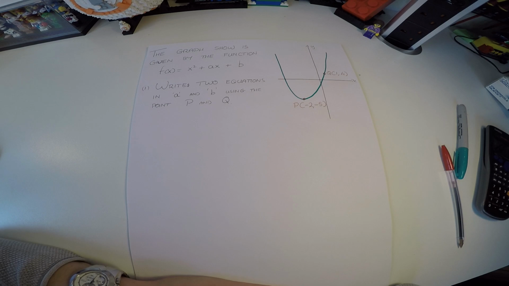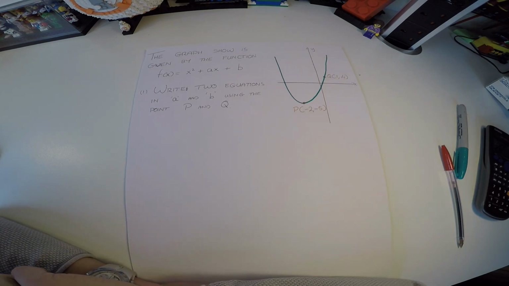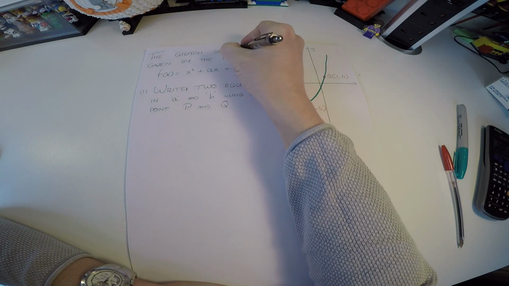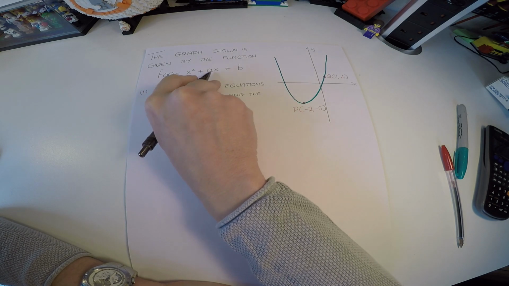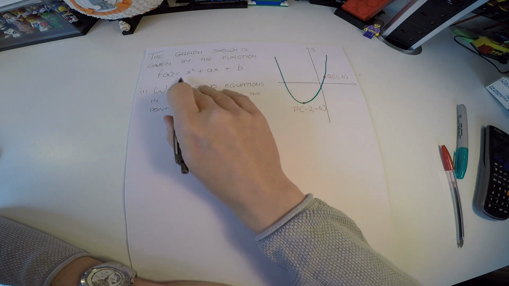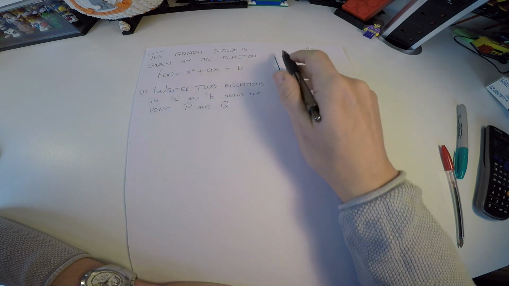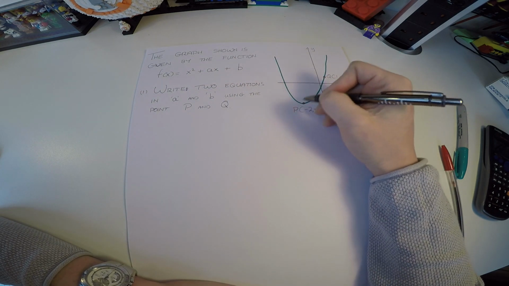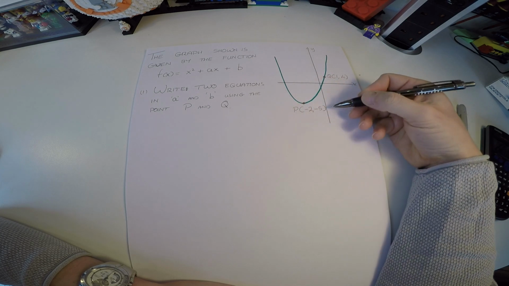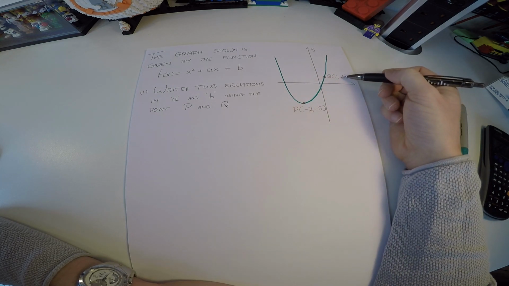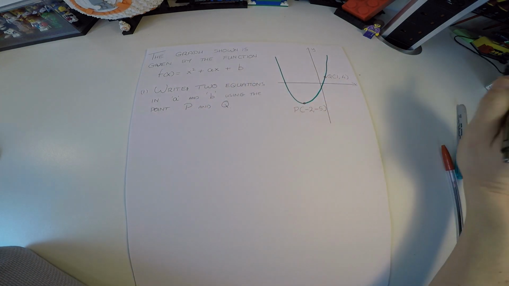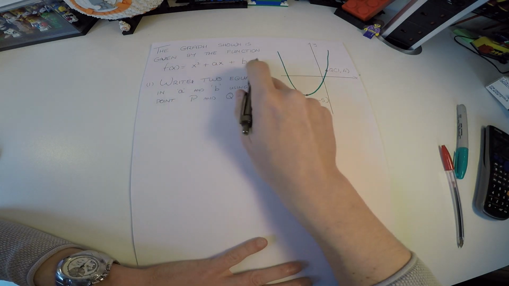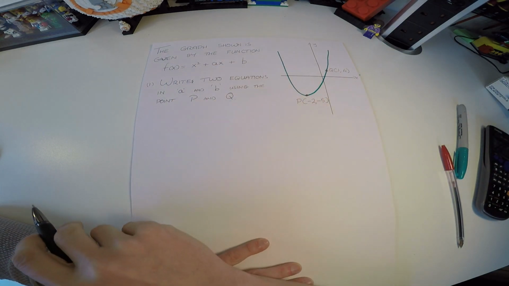So on to the next question, and it says the graph shown is given by the function f of x equal to x squared plus ax plus b. So it's some quadratic type graph, and yeah, it's a positive x squared, a happy face. It gives you two specific points, p and q, where p is minus 2, minus 5, and q is 1 and 4. It says write two equations using a and b, from the points p and q.